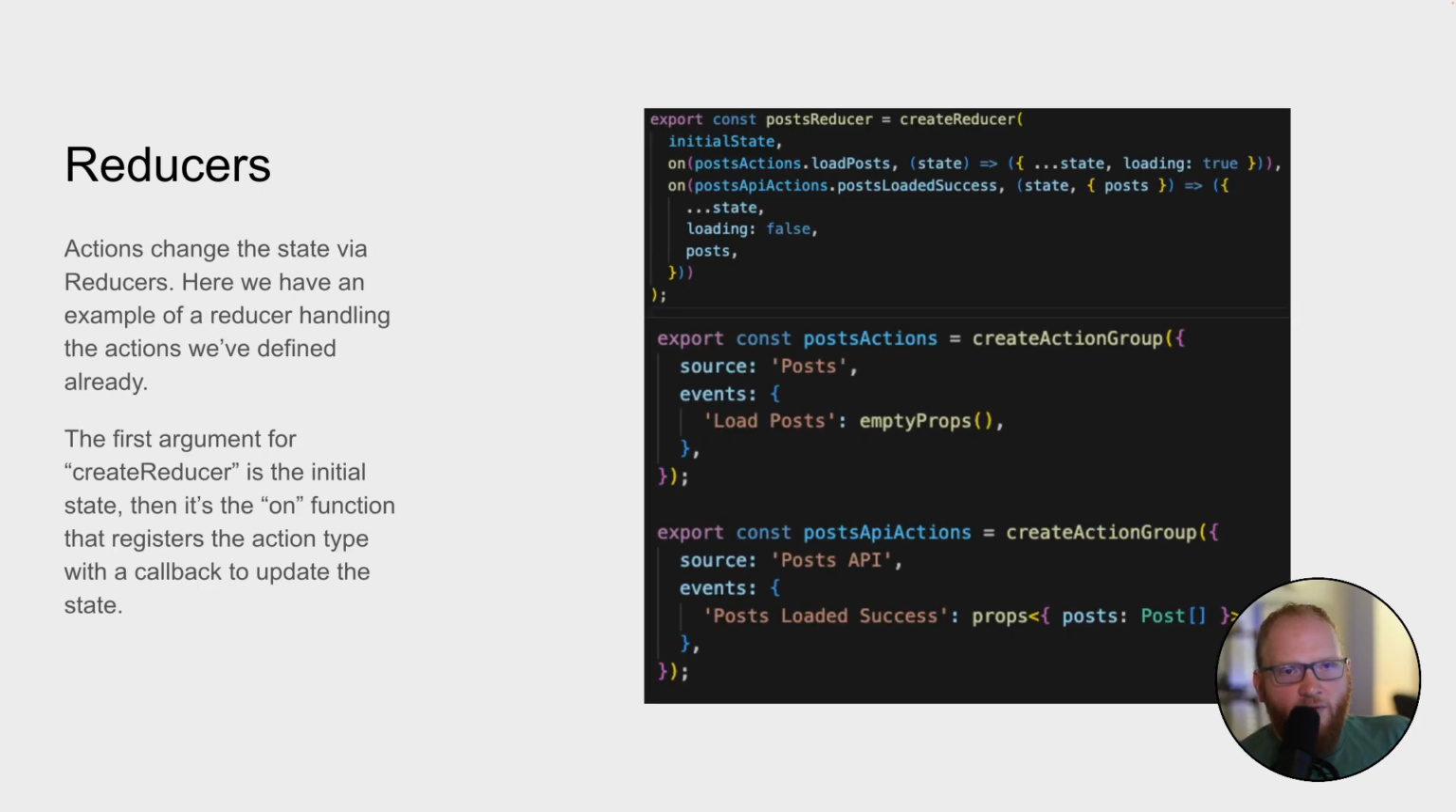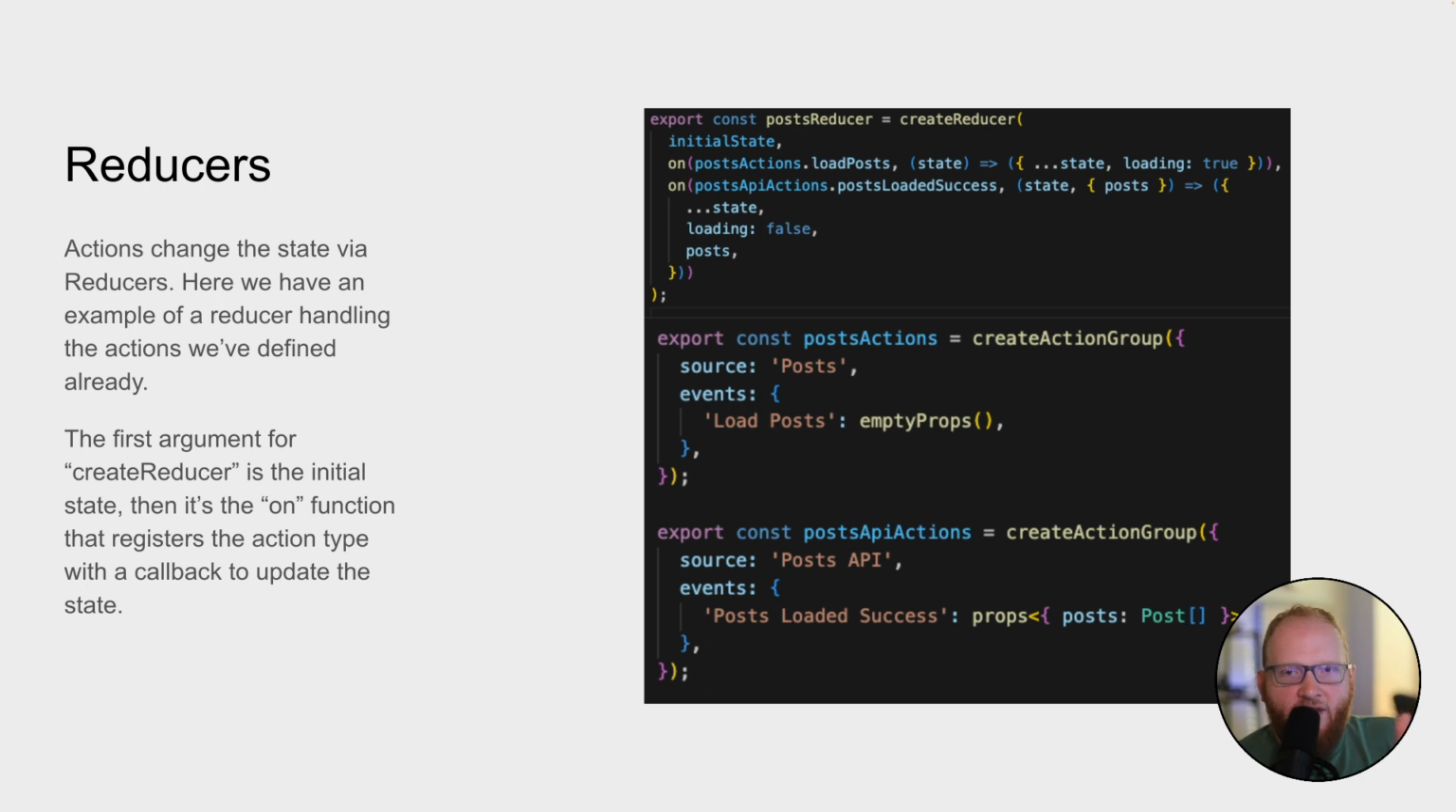So let's go ahead and move forward to looking at the actions with the reducer again. So we've got that post load success. So we did define it, and now it's taking the props of a type post array. And so that is the input to that on function for the callback. So we've got state and the payload from the actions.